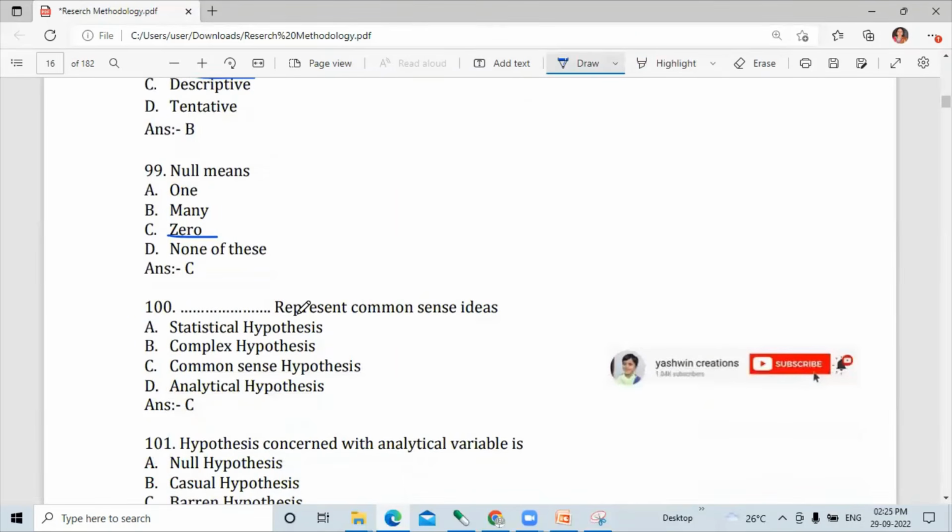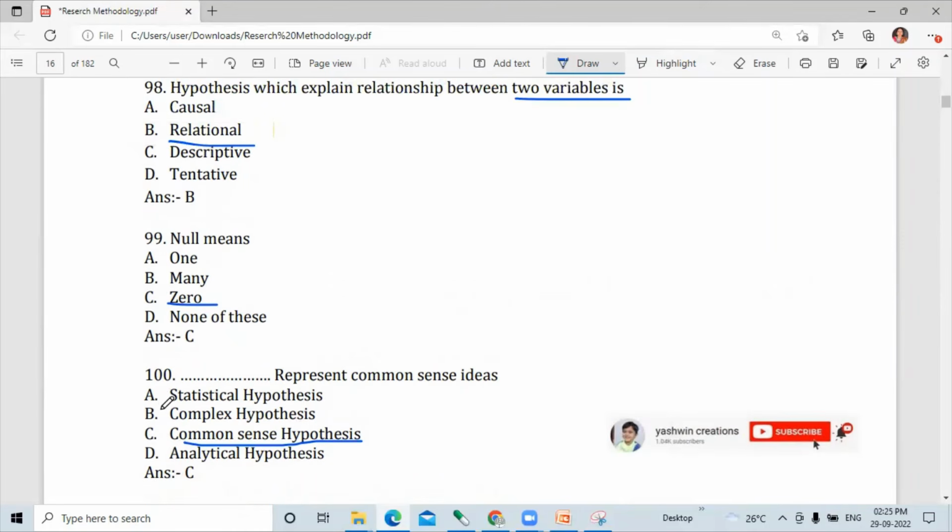Dash represents common sense ideas. So common sense hypothesis.